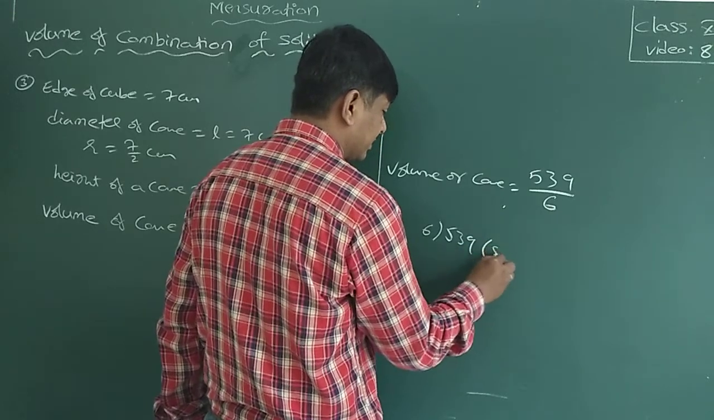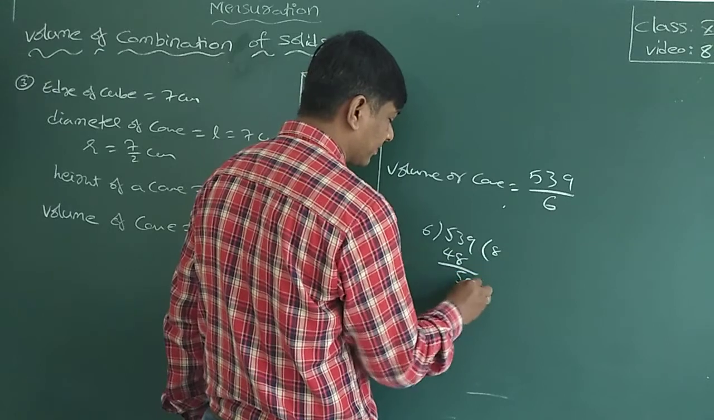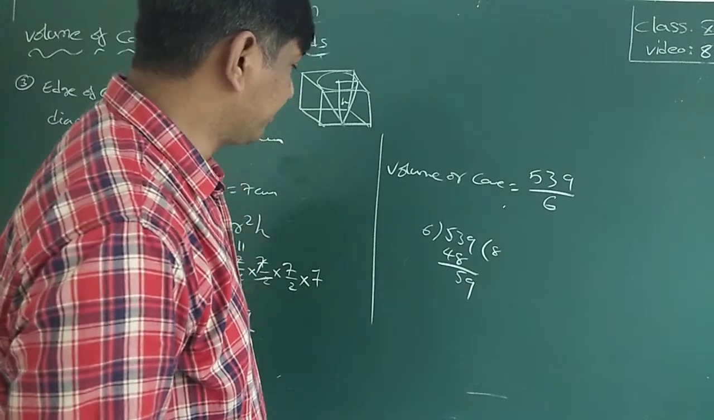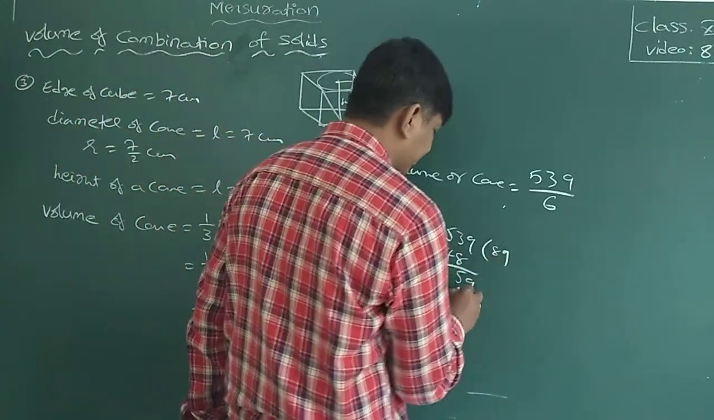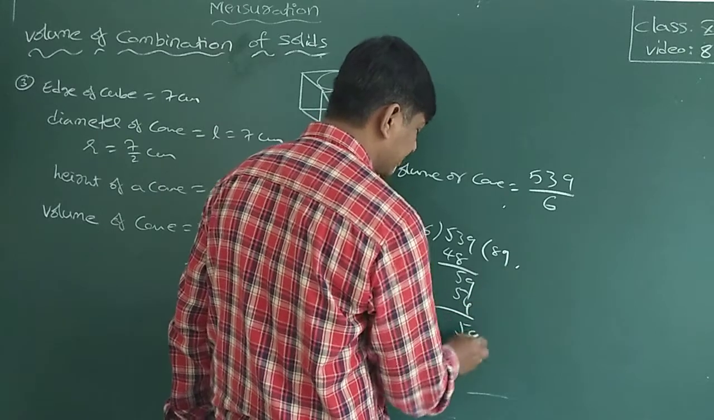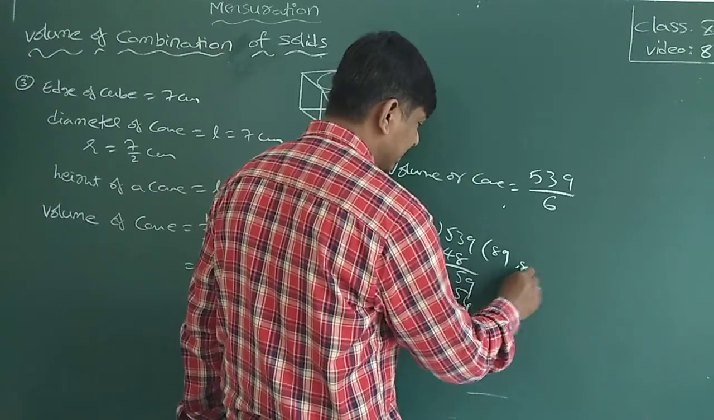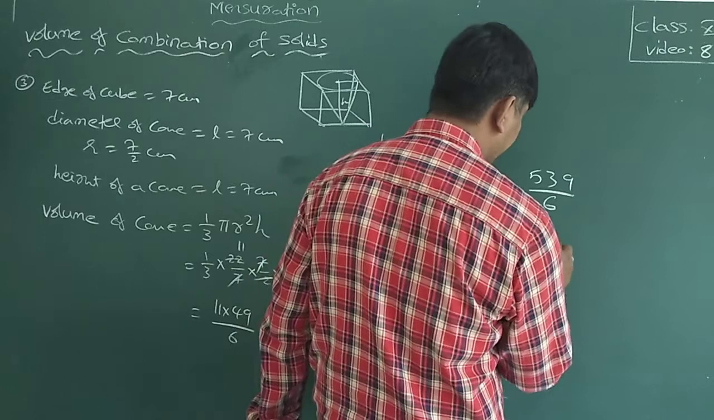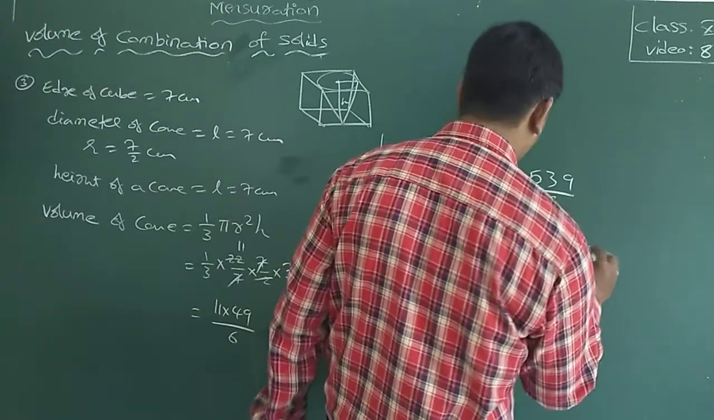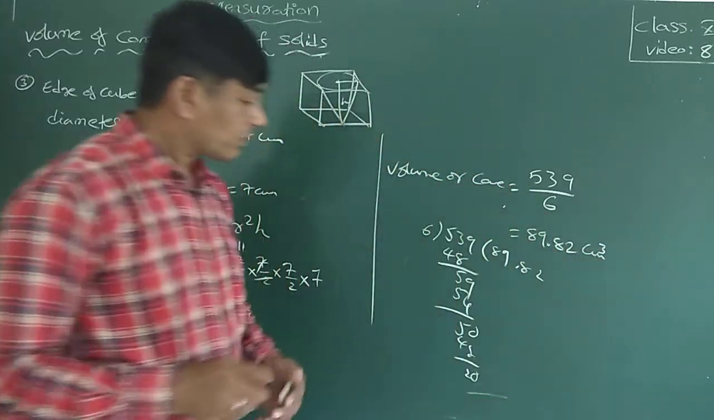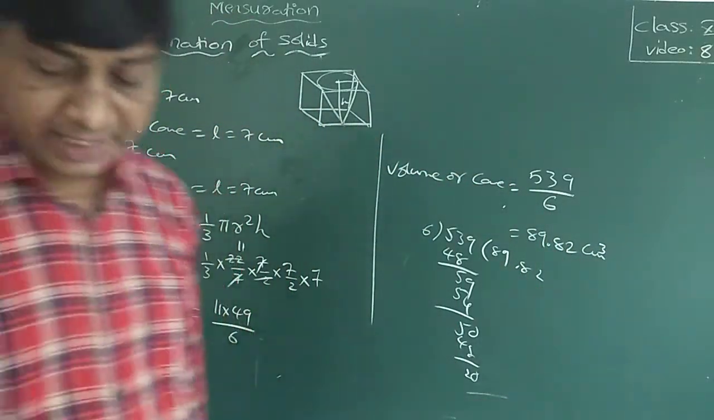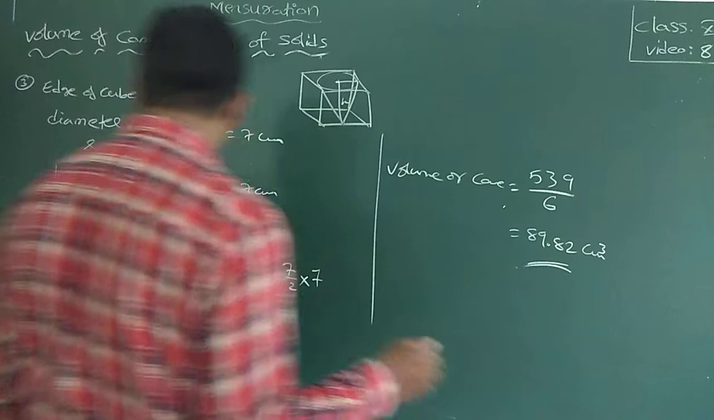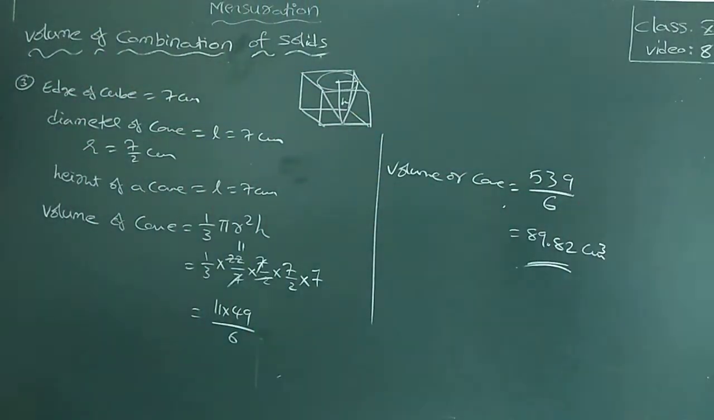6 eights are 48. 53 minus 48 is 5, 59 minus 54 is 5, 50. 6 eights are 48. 6 twos are 12. Means 89.82 cubic centimeters. Volume of cone is equal to 89.82 cubic centimeters.